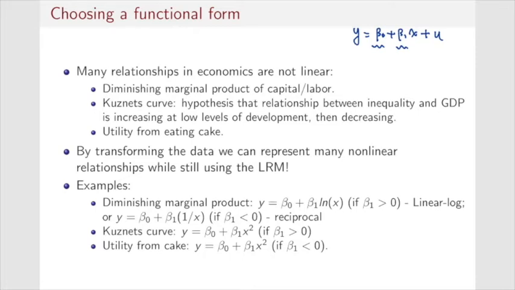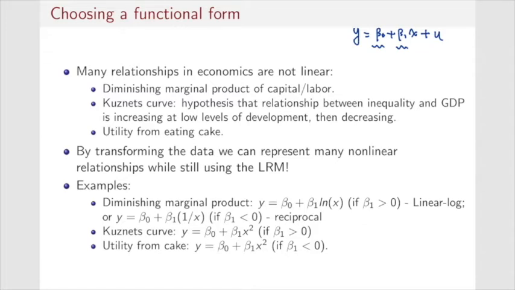For instance, in the previous video, the relationship between the journal subscription and the journal price is not linear, and we use the logarithmic form for both x and y, and it has a better fit for the data. In economics, many relationships are also nonlinear. For instance, the marginal product of capital or labor is diminishing.